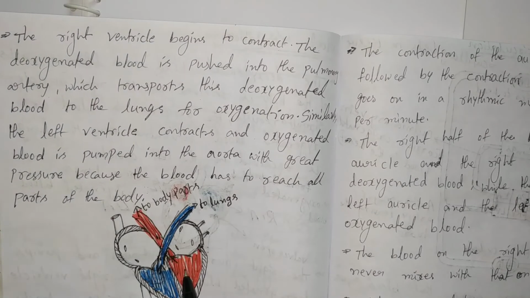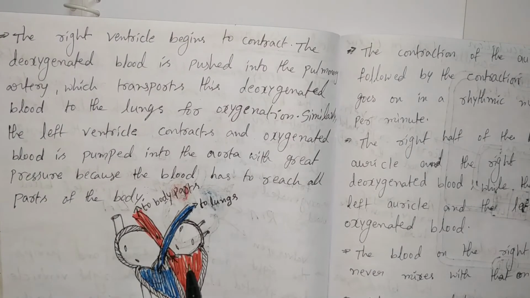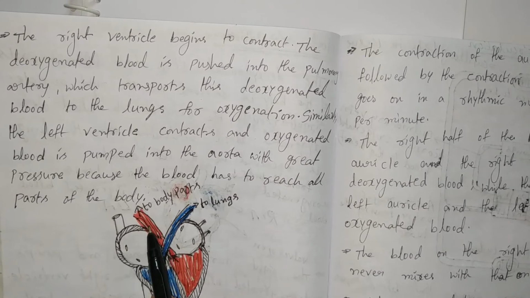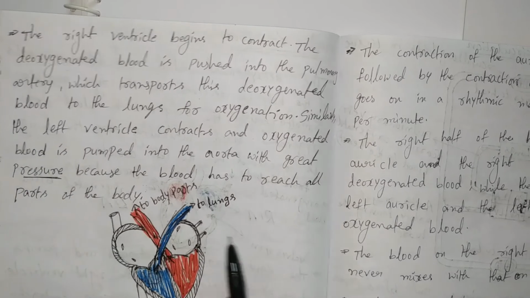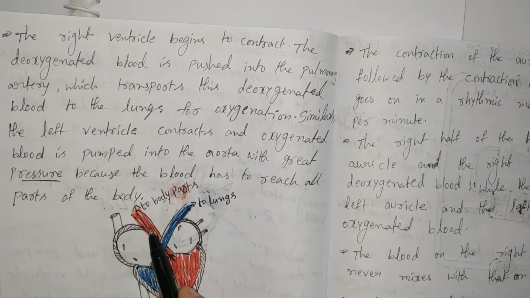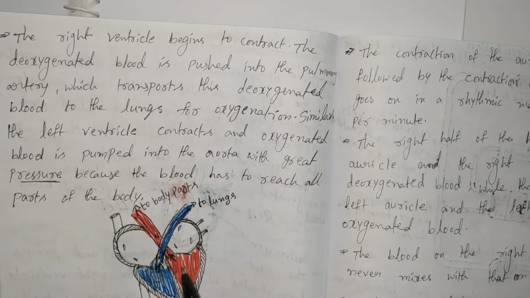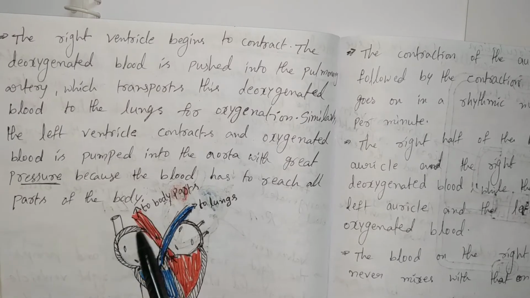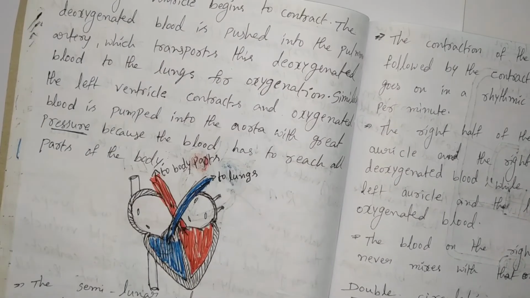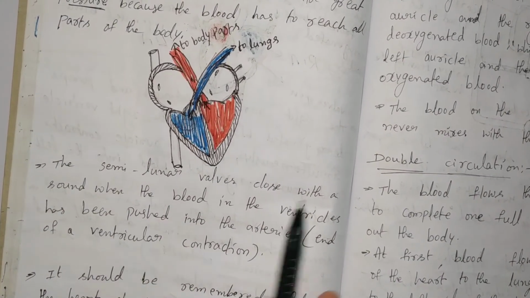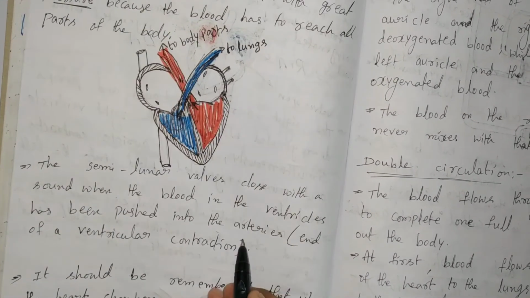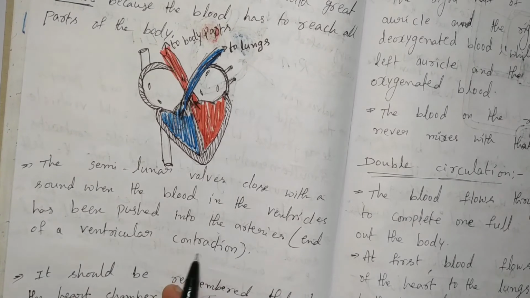At the same time, the left ventricle contracts and oxygenated blood is pumped into the aorta with great pressure, because the blood has to reach all body parts. This is very important. The aorta is the largest artery, and the blood moves with great pressure because it has to reach all body parts. So this is the diagram. The semilunar valves close with a sound when the blood in the ventricles has been pushed into the arteries. End of the ventricular contraction.